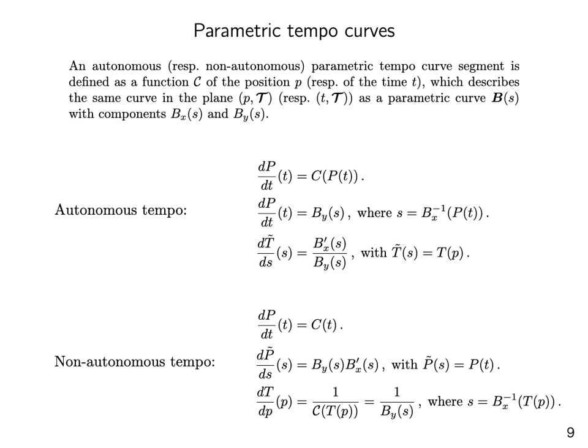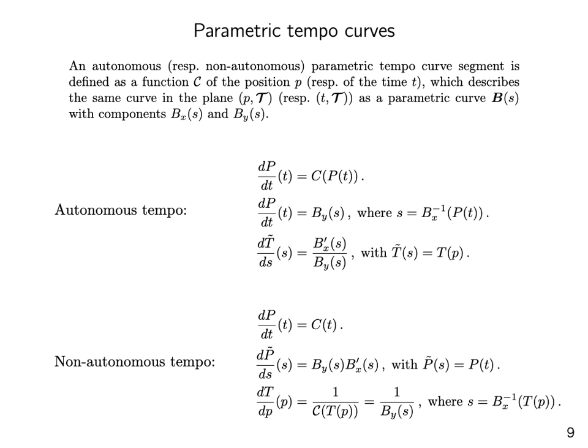Now we can also specify tempo curves as parametric curves. So the tempo is a function of the position or time which describes the same curve in the plane position-tempo or time-tempo as a parametric curve B. And we can't find an analytical solution for that, but we can rearrange our differential equation so that the right-hand side is a function of the components of the parametric curve, bx and by, and their derivatives in the parameter s.